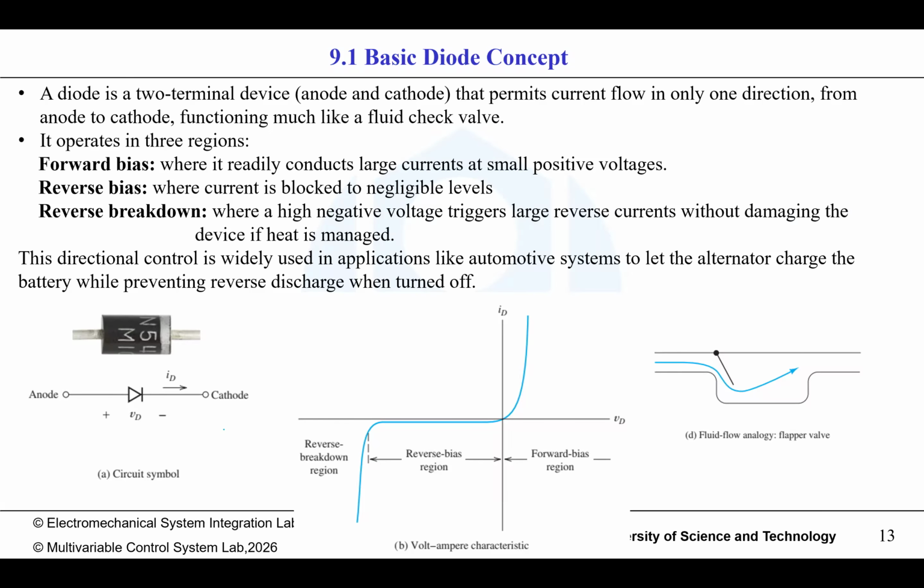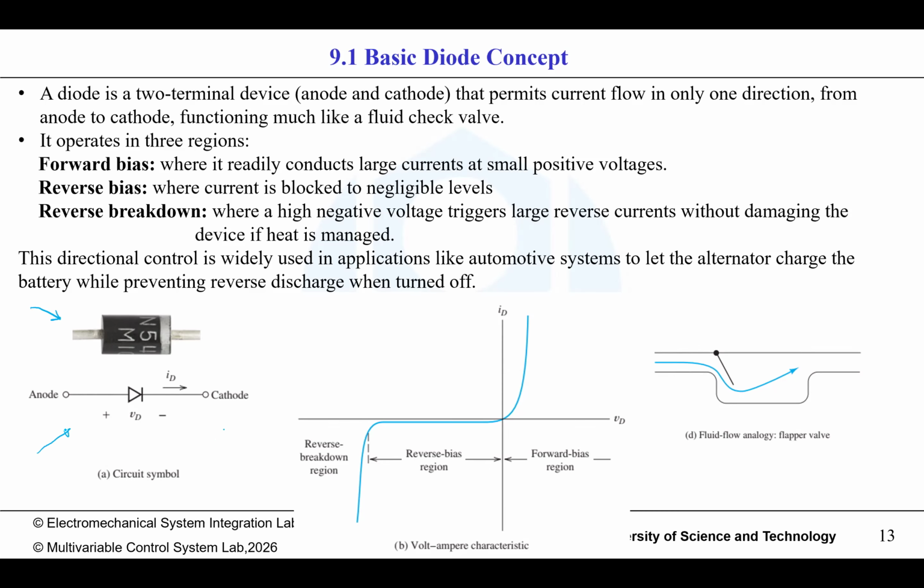We are introducing the basic diode concept. A diode is a two-terminal device. Please look at this picture. This is a photo of a diode, and it has two terminals, anode and cathode. Anode is the positive terminal, and cathode is the negative terminal, and it only allows current to flow in one direction, from anode to cathode. So this is the symbol.